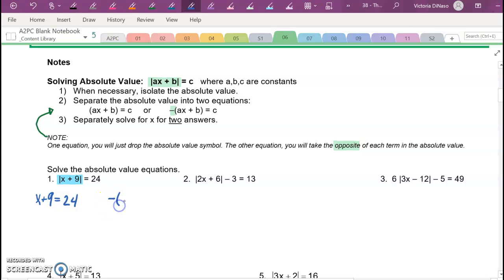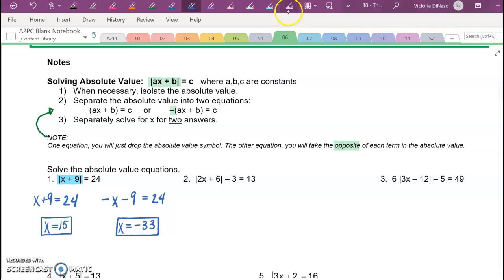You can either put a negative sign in front of it, then you'd have to distribute. So that's one way to do it. Or you could just flip all the symbols: negative x, and then we have minus 9 equals 24. From there, you're going to go ahead and solve. You're going to solve x plus 9 equals 24, and you're going to get that x equals 15 because you're subtracting. And then we have negative x minus 9 equals 24. So we're going to have to add 9 to both sides. So you get 33. So we have negative x equals 33. Divide each side by negative 1, and you're going to get that x equals negative 33. So this is our answer.